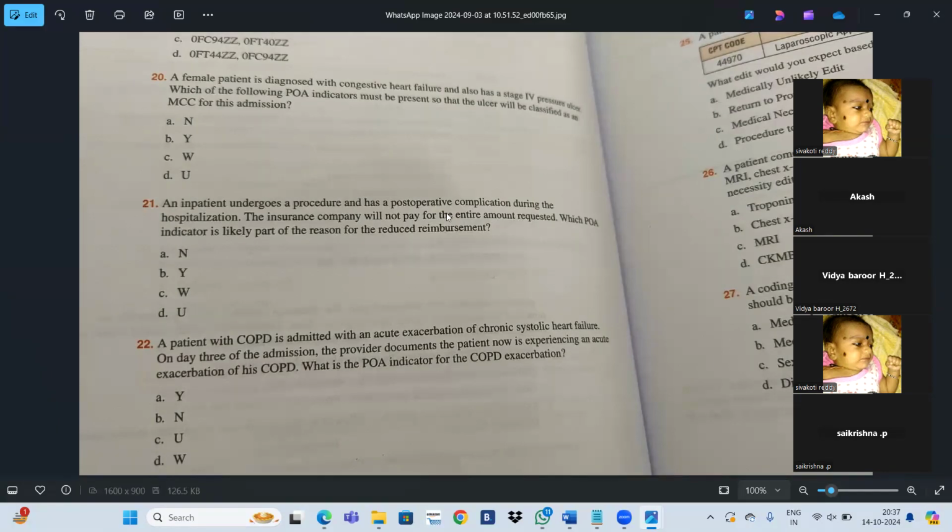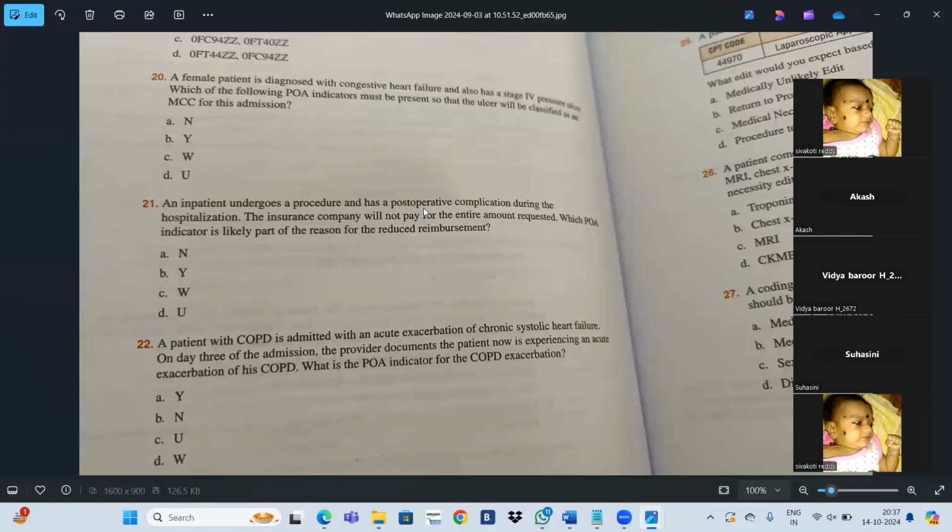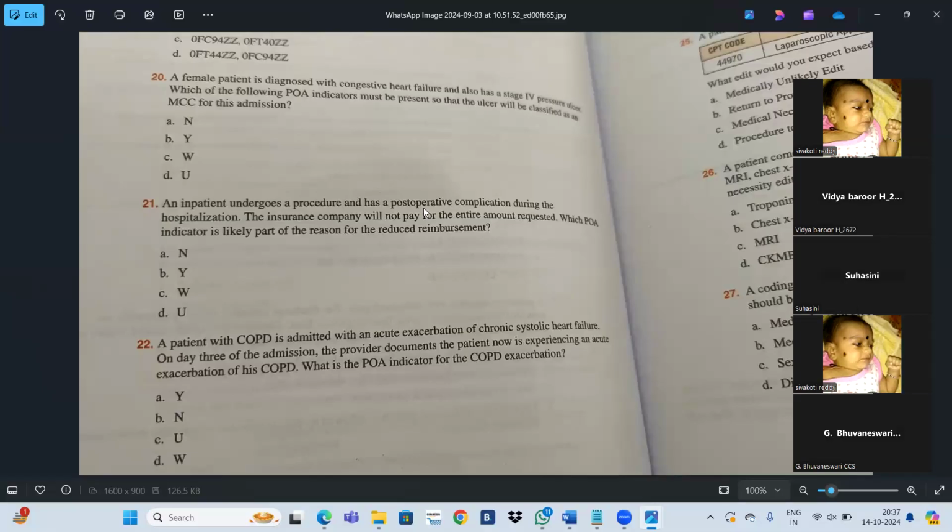See, when did the post-operative complication develop? After admission, after the surgery procedure was done. Read here: has a post-operative complication during the hospitalization. What is the meaning? During the hospitalization, which means the condition was present or not present? That post-operative complication was present at the time of hospitalization or not?